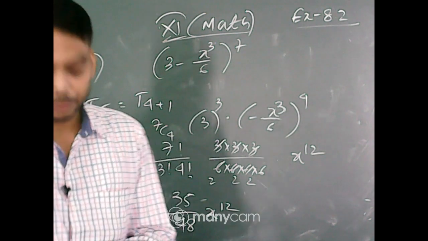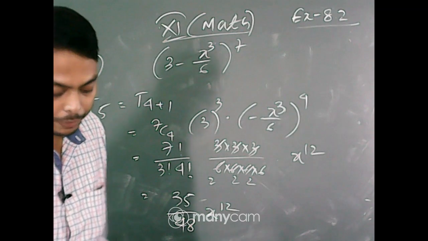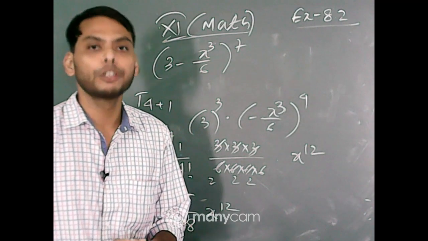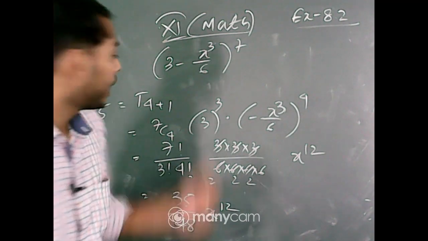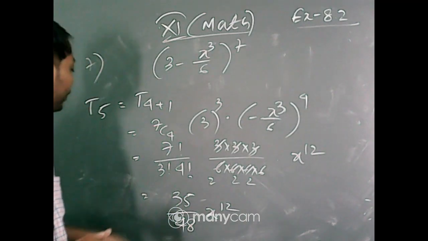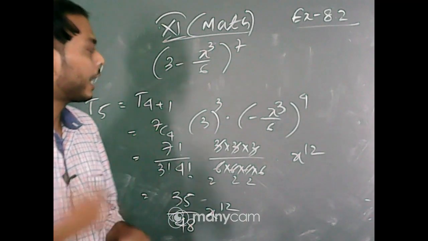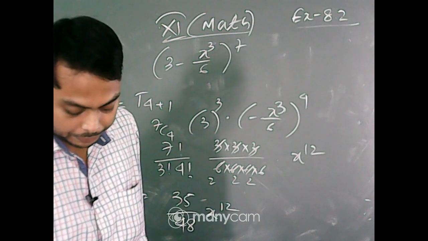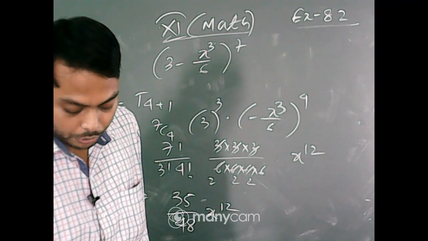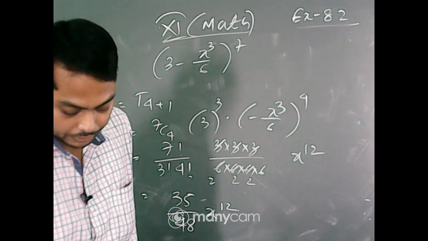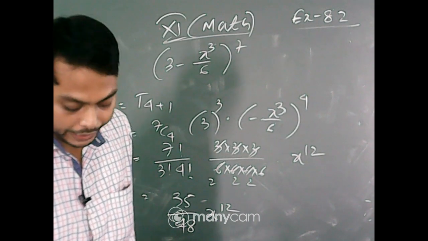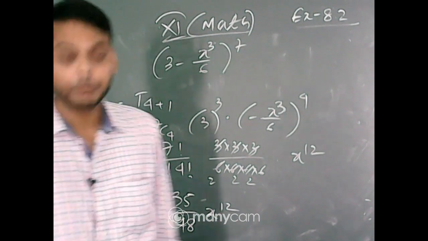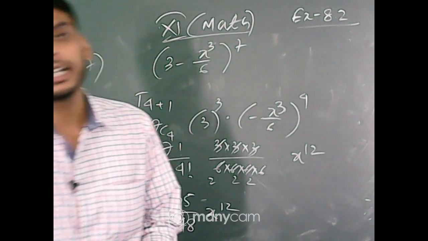So the two middle terms are T4 and T5, and the value of T4 is minus 105 by 8 into x to the power 9, and the value of T5, the other middle term, is 35 by 48 into x to the power 12. So we have done up to question number 7 today. Next day we will be back again from question number 8. Okay. Till then, goodbye.